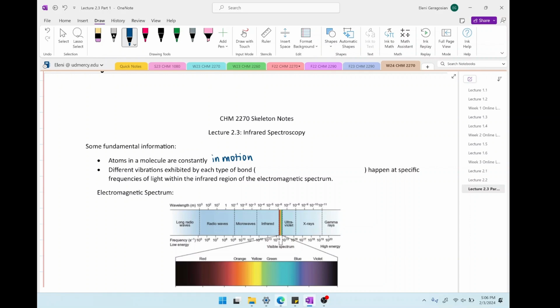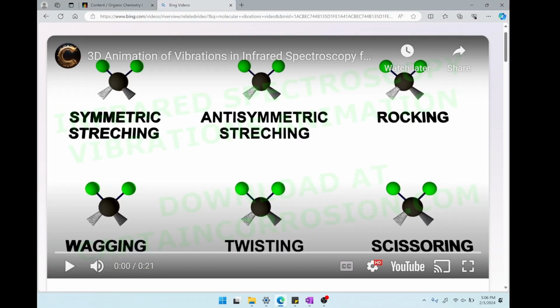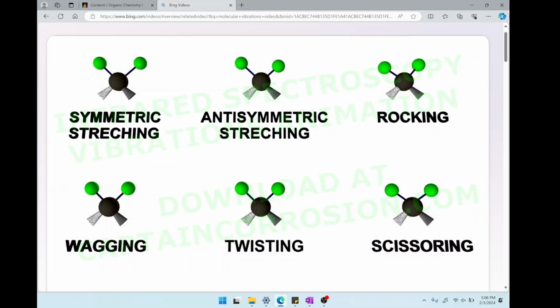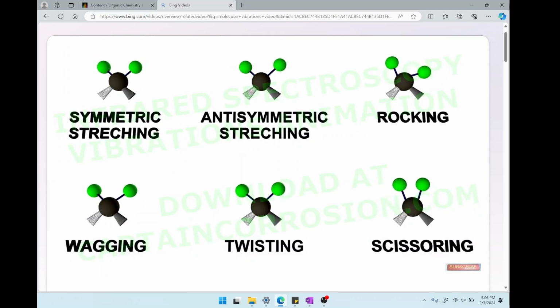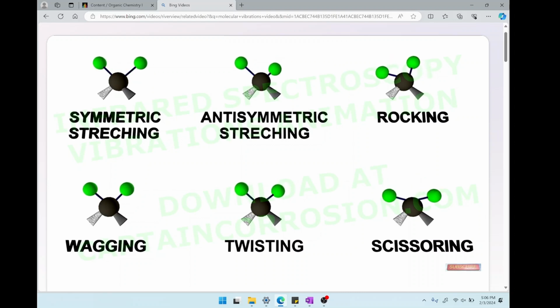You may have caught a glimpse of this video: there are different ways that atoms move around in a molecule. Each of these different types of vibrations is shown on a model of a molecule. You'll see the green atoms, which are bonded to that black central atom, moving around. So I'll play this and you can see those different types of vibrations that occur: stretching, rocking, twisting, wagging, and scissoring. So in these molecules, these atoms are moving around in different motions.